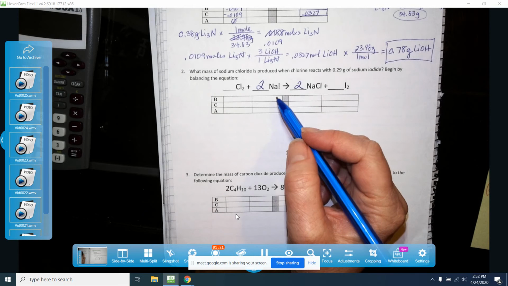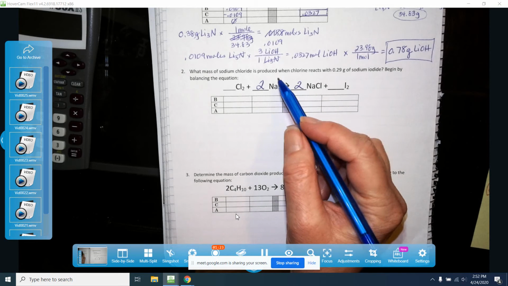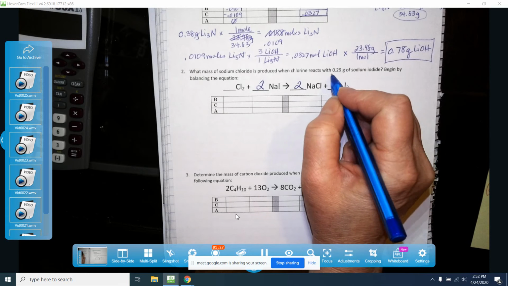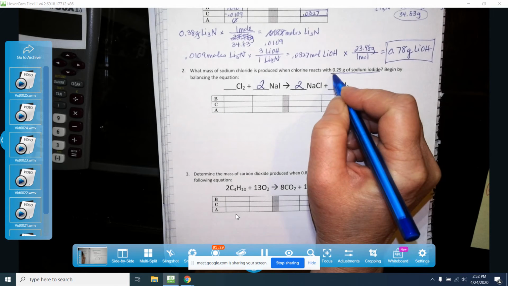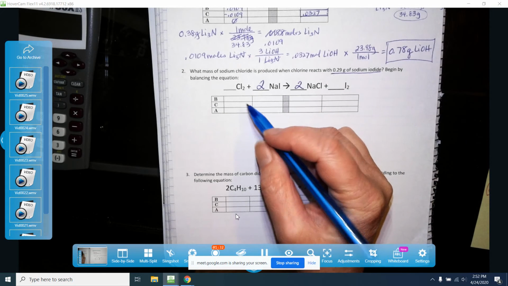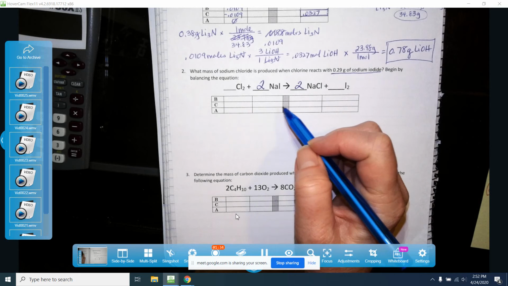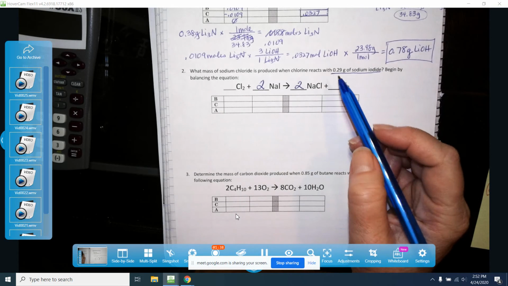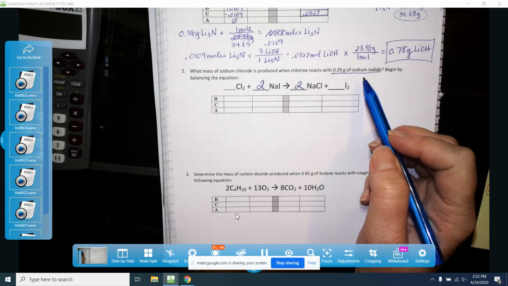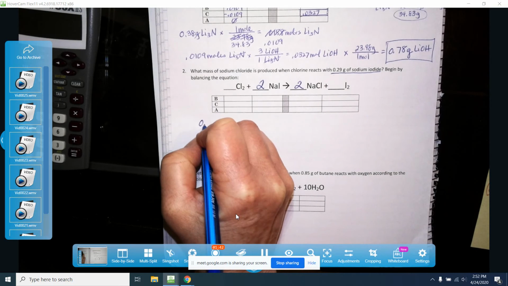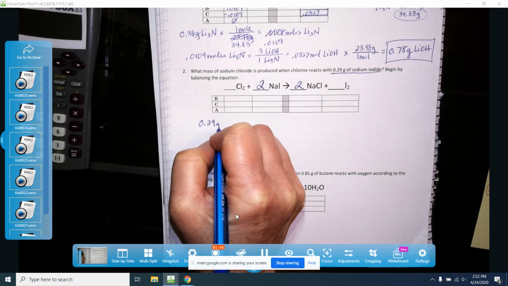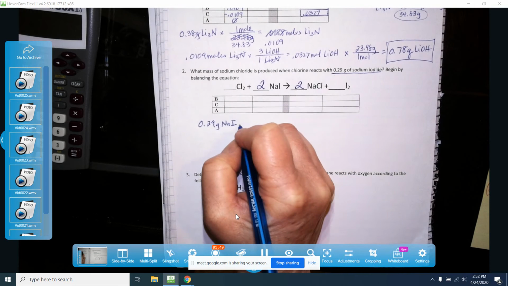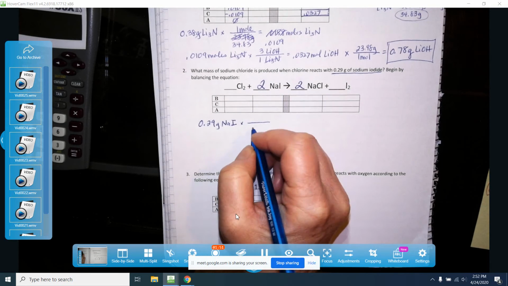Okay, so after this, you're supposed to fill in your BCA chart. But some of you are taking the numbers that you see and putting them directly into the BCA chart. Remember, this chart has to be moles. So the first thing you need to do is convert your grams to moles. Okay, so we take our 0.29 grams of sodium iodide. Don't put it there. Convert it to moles first.